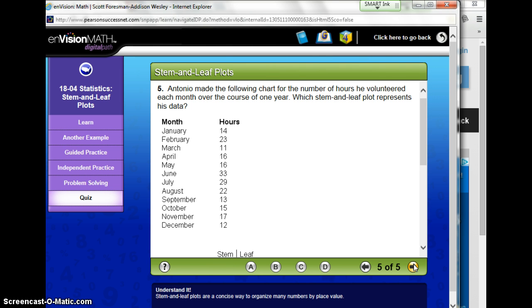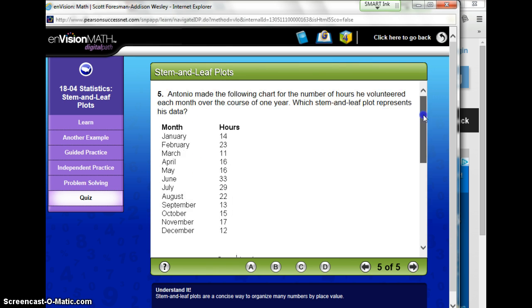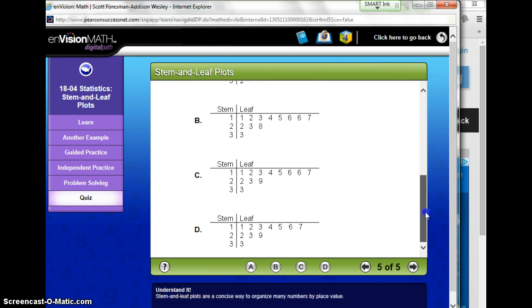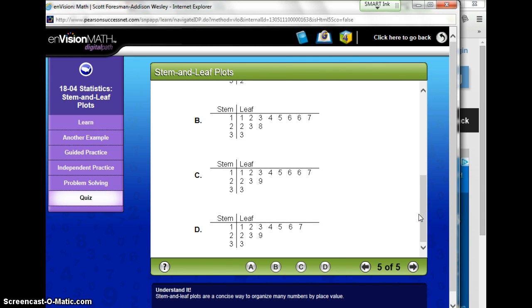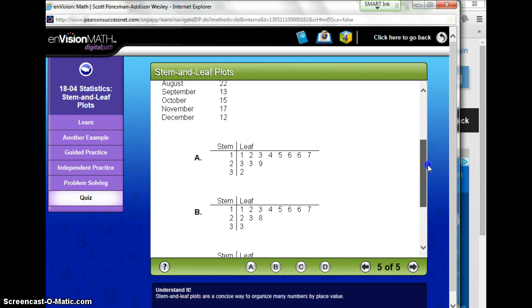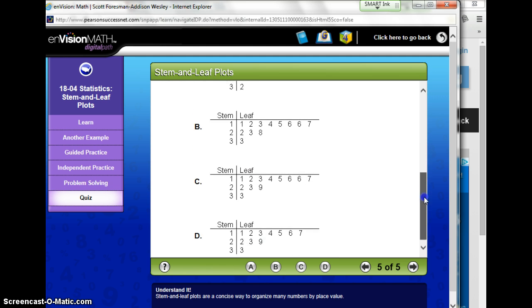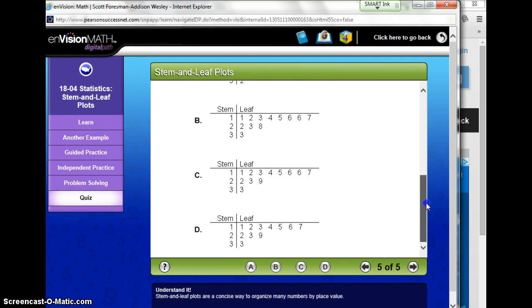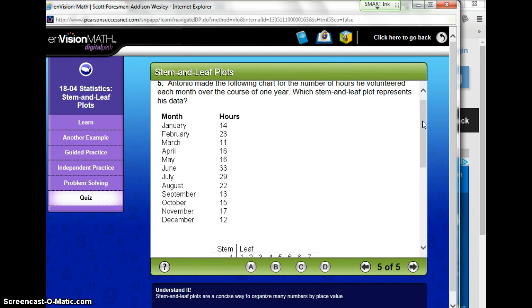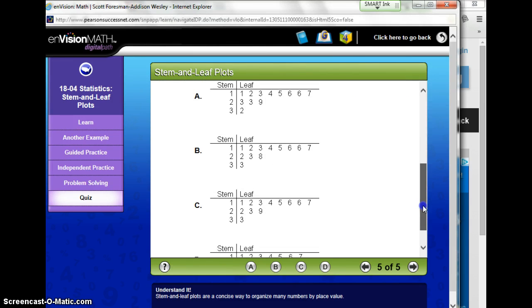Last one. Now this is going to be super hard to see because here's our information and here's all the stem and leaf plots. Okay? So let's look here. Right away, we see that they all have 3 stems. Right away, I see the difference in stem number 3. One of them has 32 and the other 3 have 33. Let's see if there's a 32 up here. No, so we know right away we can get rid of A.